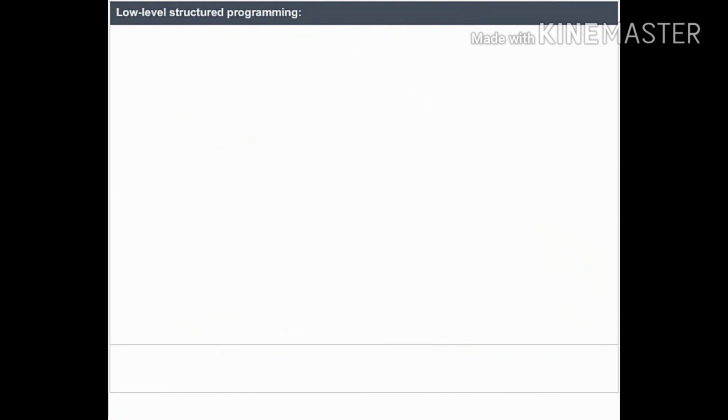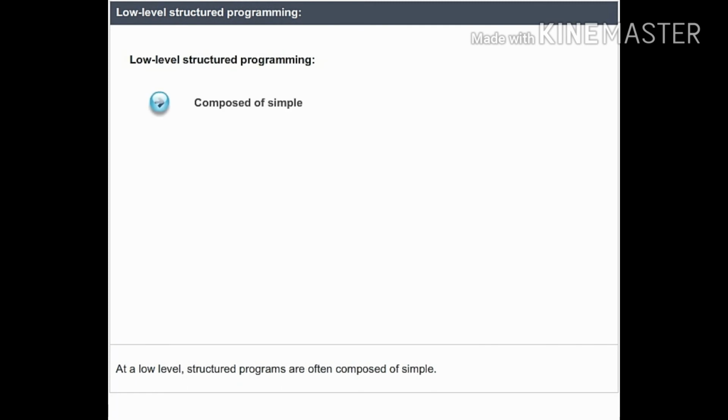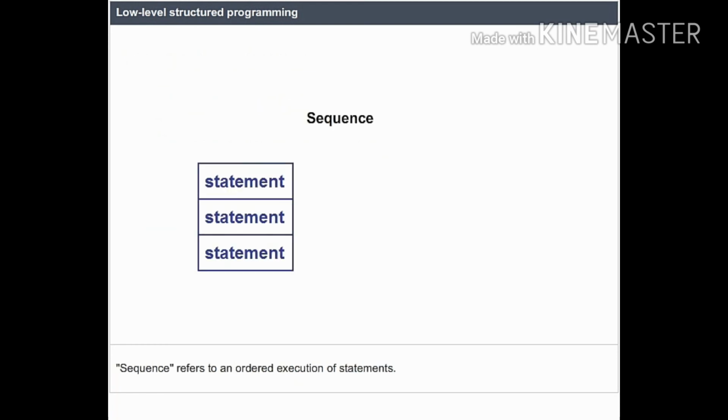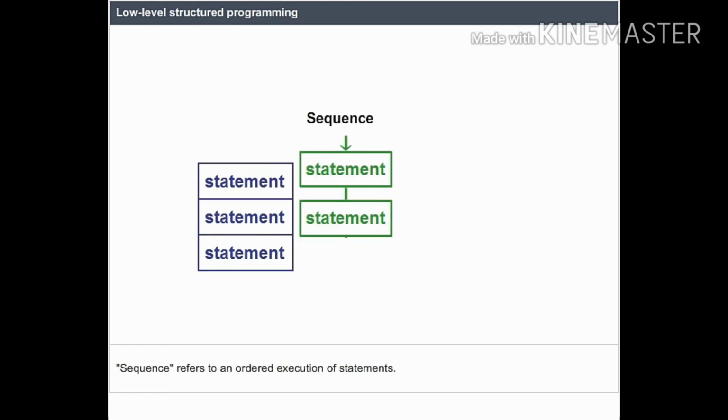Low-level structured programming. At a low level, structured programs are often composed of simple, hierarchical program flow structures. These are sequence, selection, and repetition. The flow structures are if, while, do while, begin, and end. Sequence refers to an ordered execution of statements.